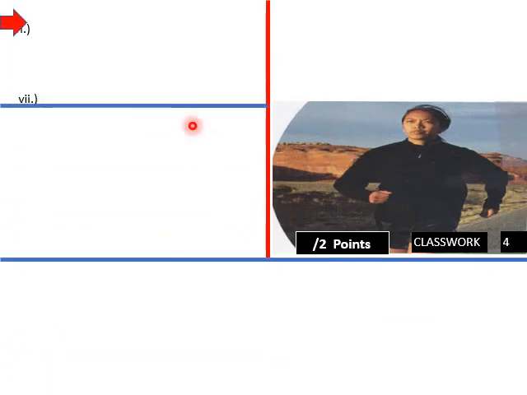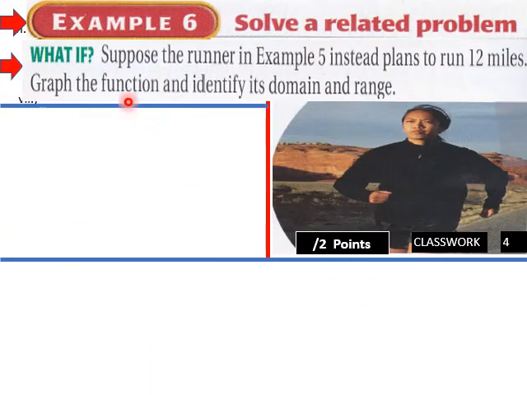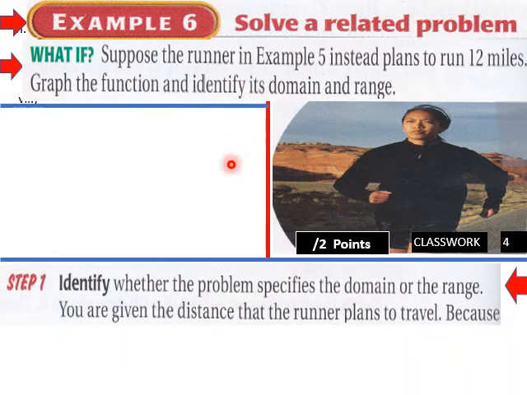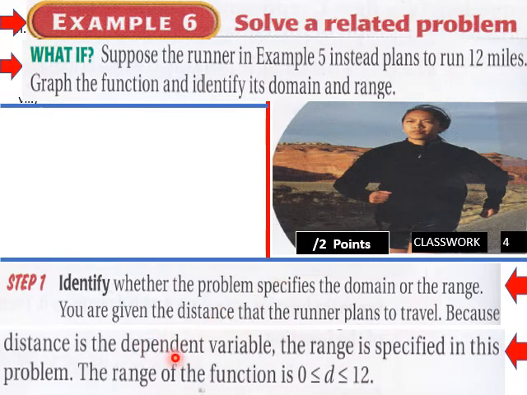So let's get into another one of these. Solve a related problem. Suppose the runner in example 5 instead plans to run 12 miles. Graph the function, identify its domain and range. So again, we need to identify whether the problem specifies domain or range. You were given the distance that the runner plans to travel, which is 12 miles. Because distance is the dependent variable, the range is specified in this problem.